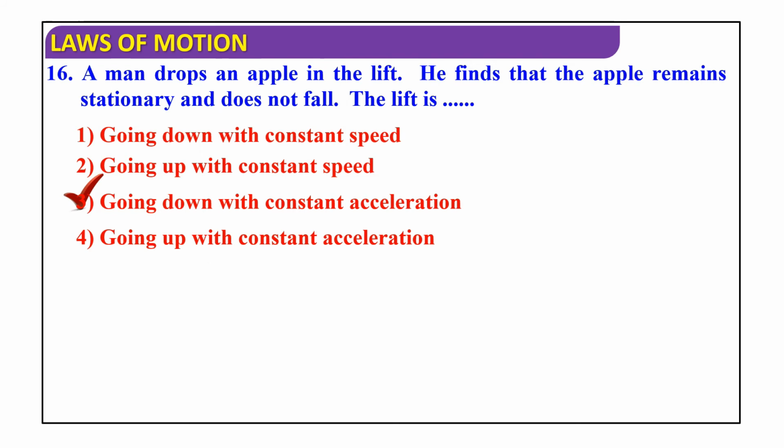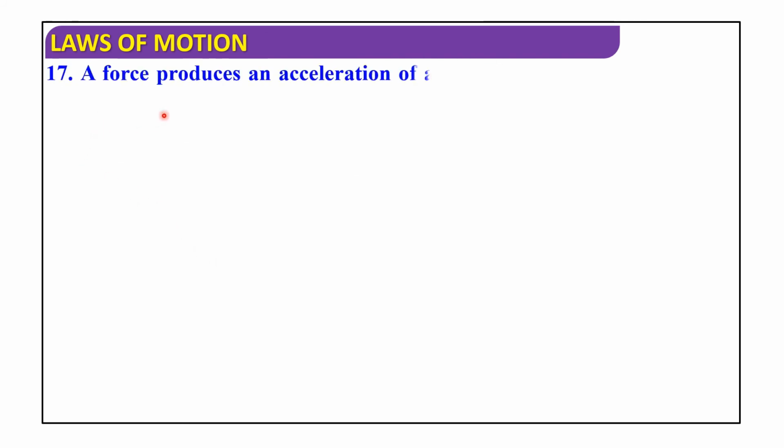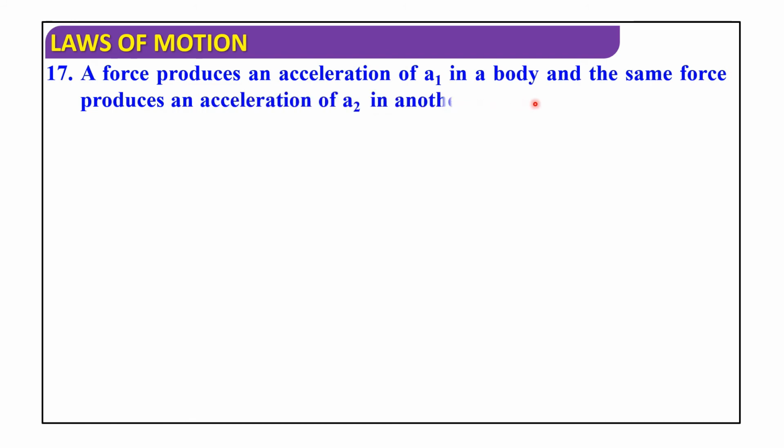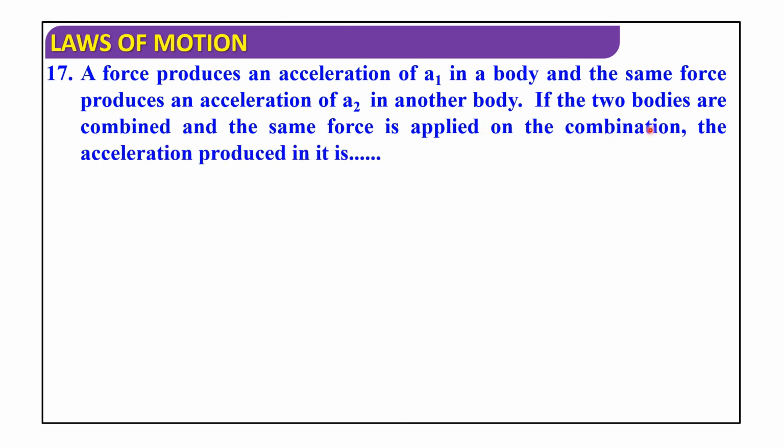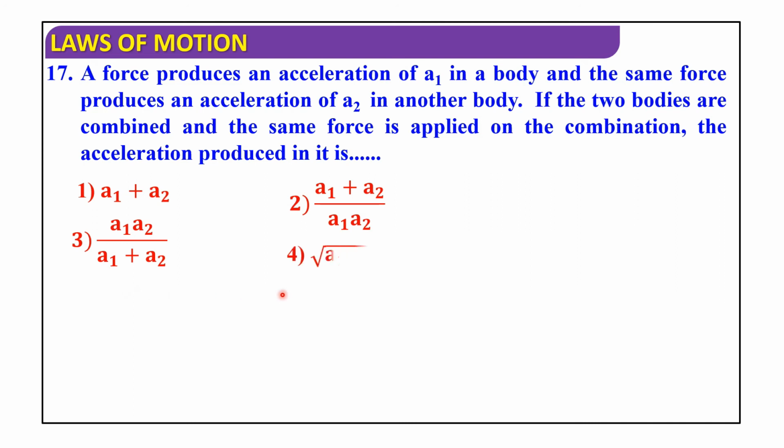Okay. Next, a force produces an acceleration of A1 in a body and the same force produces an acceleration of A2 in another body. If the two bodies are combined and the same force is applied on the combination, the acceleration produced in it is A1 plus A2, (A1 plus A2) by A1 A2, A1 A2 by (A1 plus A2), or root of A1 A2. So, if two bodies are combined and the same force is applied on the combination, the acceleration produced in it is A1 A2 by (A1 plus A2).